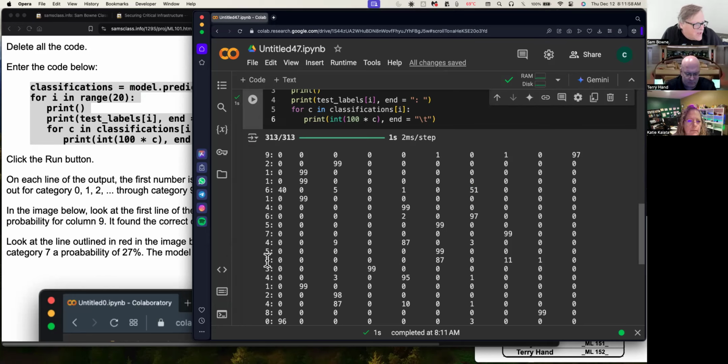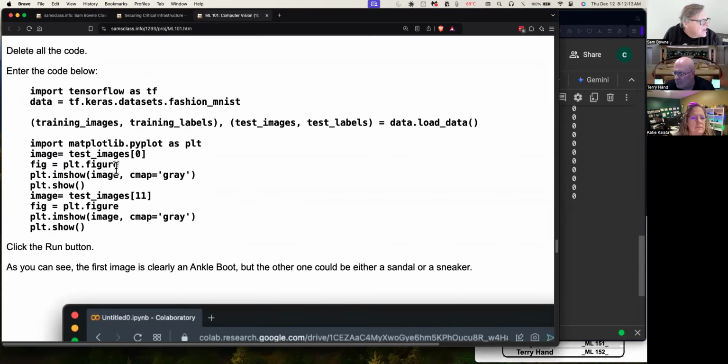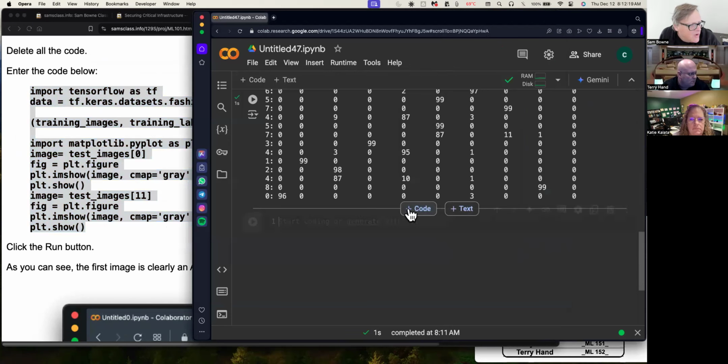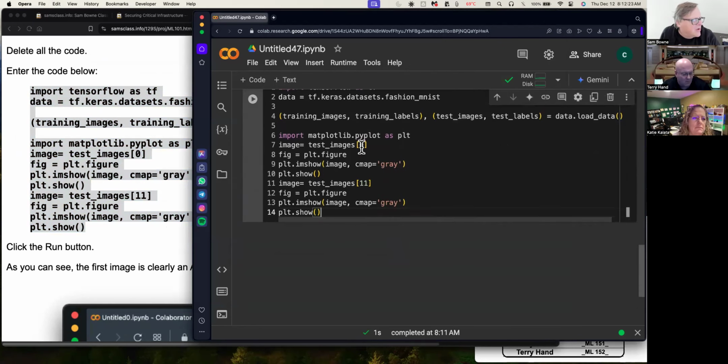Now let me figure out which one that is. I didn't put numbers here. That would have helped. 0, 1, 2, 3, 4, 5, 6, 7, 8, 9, 10, 11, 12. I think it was number 12. Either 11 or 12, it got wrong. So I'm going to print out both 11 and 12 because I'm not sure I counted that right. So I'm going to print out number 12 and 11.